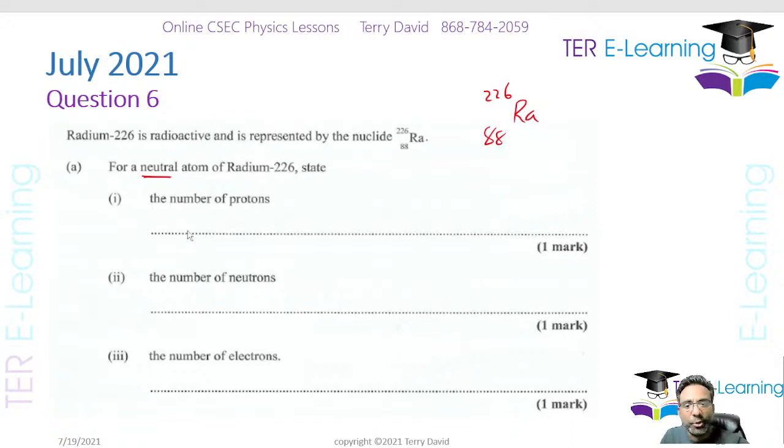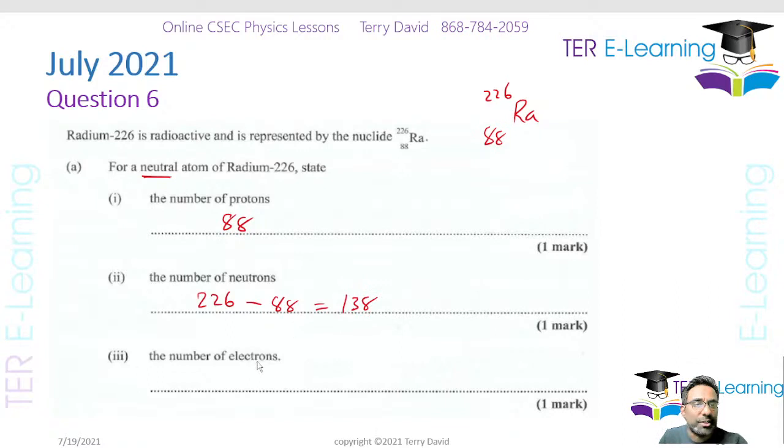To figure out the number of protons, it's simply whatever your atomic number is. So this here is going to be 88. That's it. There's no calculation there. The second part, the number of neutrons: we need to take our mass number, which is 226, minus 88, and that will give us the number of neutrons. So that is 226 minus 88, and you're going to get 138.